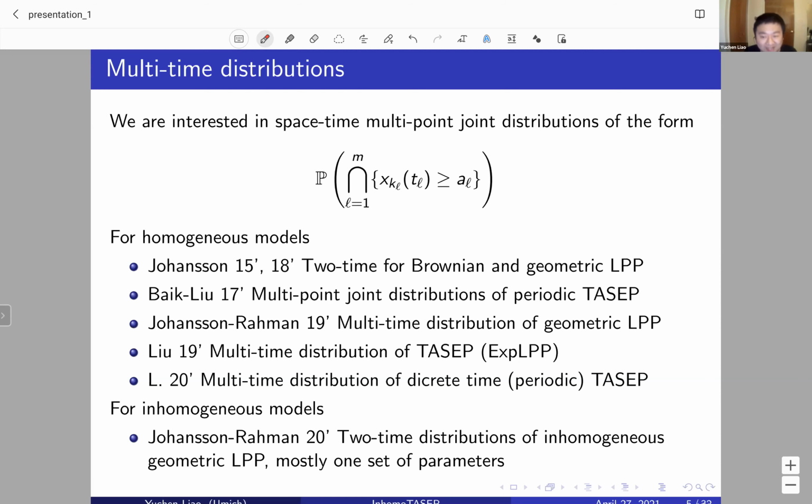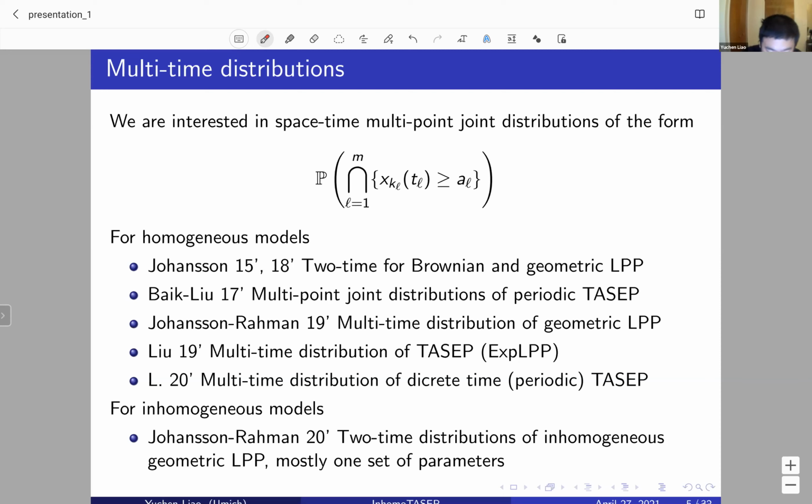And it's a kind of a surprising fact that in computing the multi-time distribution, the ring version is easier. And for the infinite TASEP, there are basically two results that come about the same time by Johansson-Rahman, by Liao, studying slightly different versions. One for the geometric last passage percolation, and the other for the exponential last passage percolation or TASEP.